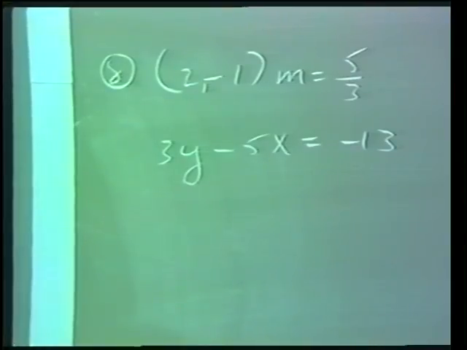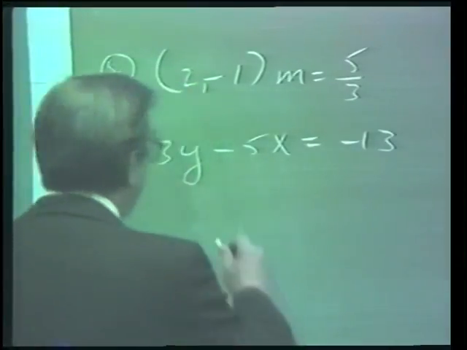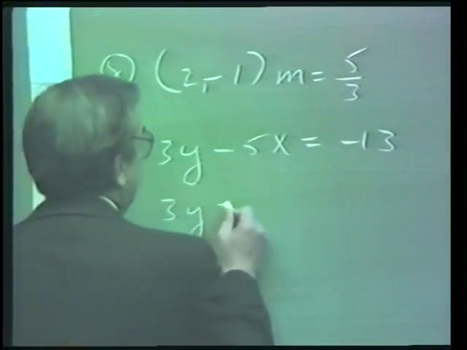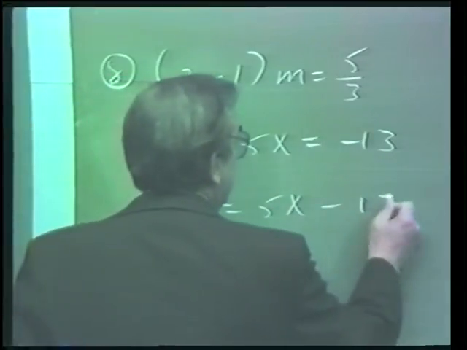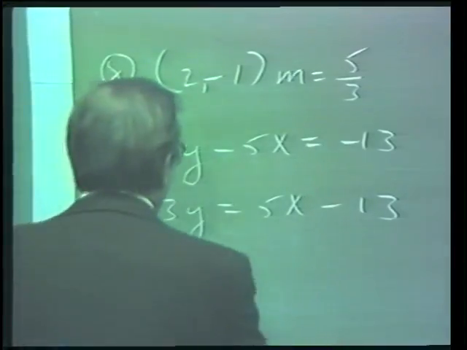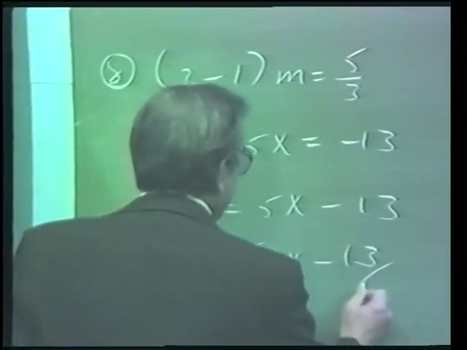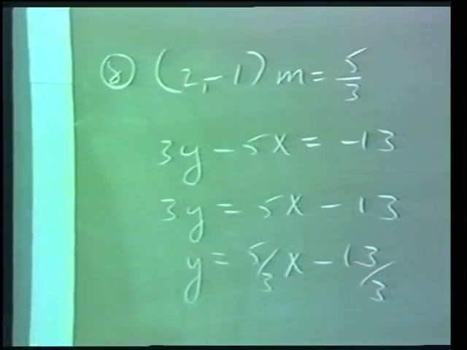Karen, what'd you get when you solved this for y? Y equals 5/3 x minus 13 over 3. Very good, Karen. I couldn't have said it better myself. We're solving this for y, so we're going to add 5x to both sides. We come out with this. Now we want y, so we have to divide everything by 3. If I do, I get y is equal to 5/3 x minus 13/3.